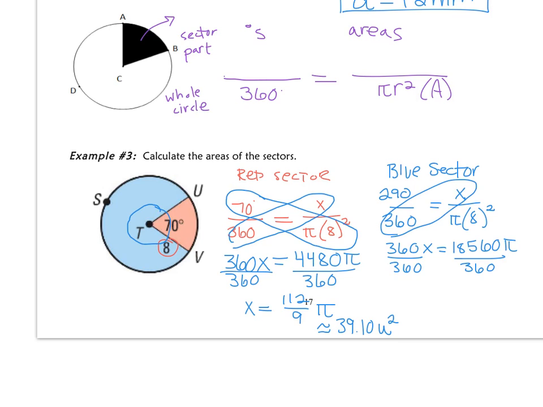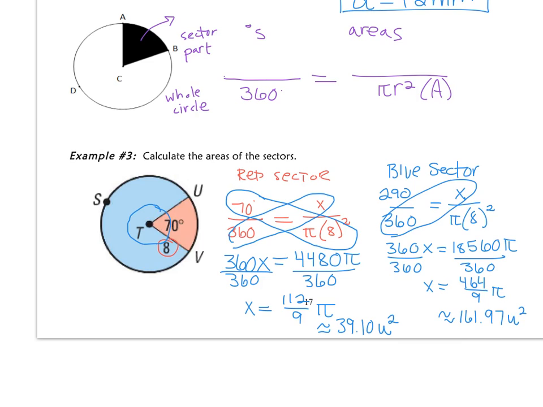And now on your calculator, you're not going to press pi, you're just going to do 18,560 divided by 360. It will give you a decimal. Convert that to fraction form. It's going to be 464 over 9 pi, which is an approximate answer of 161.97, and that's units squared.